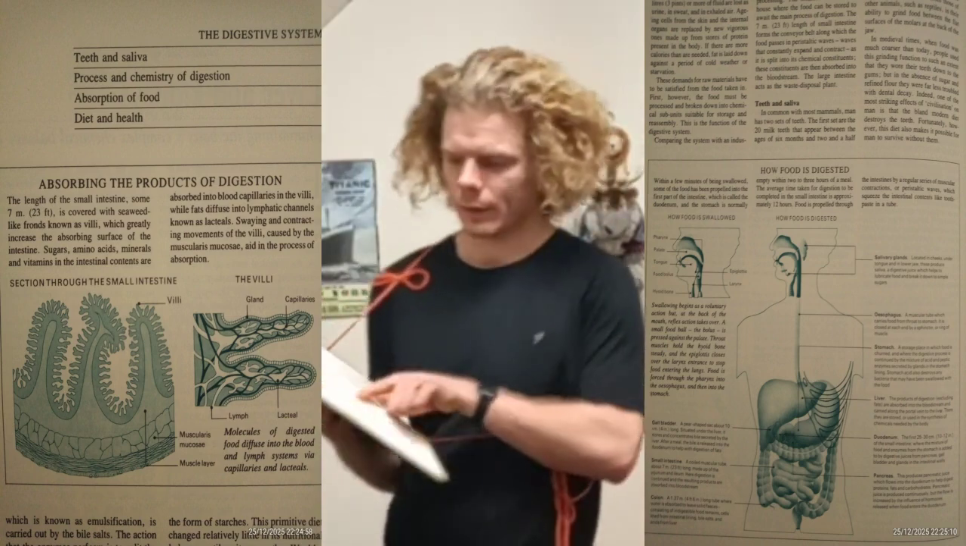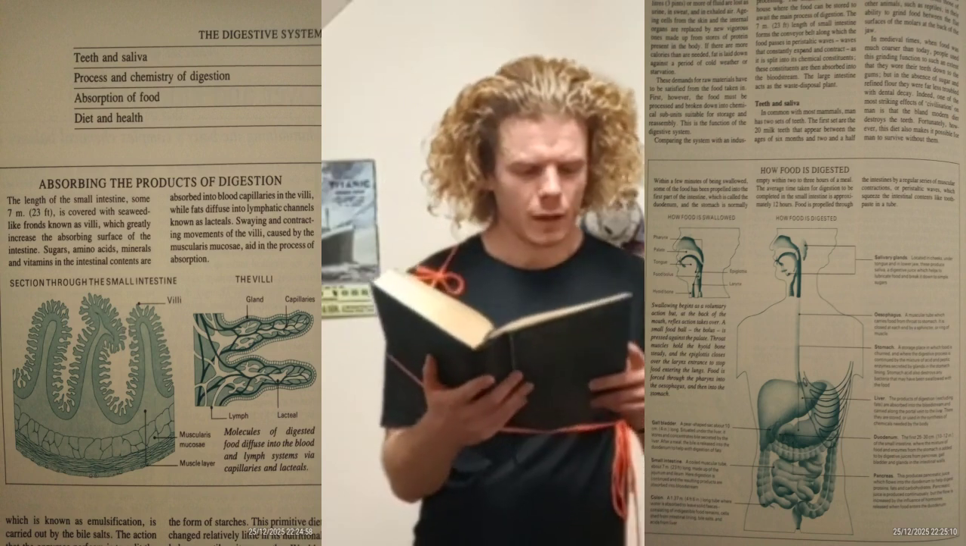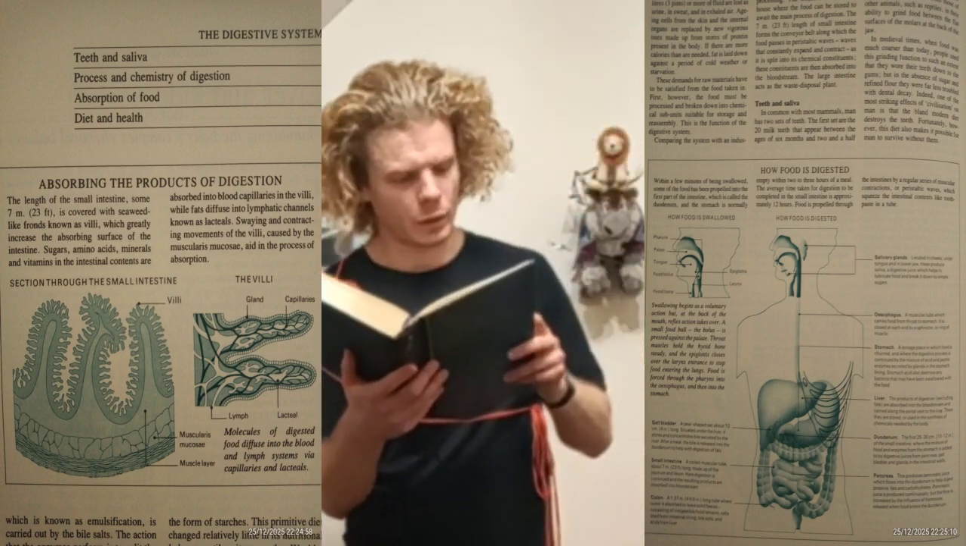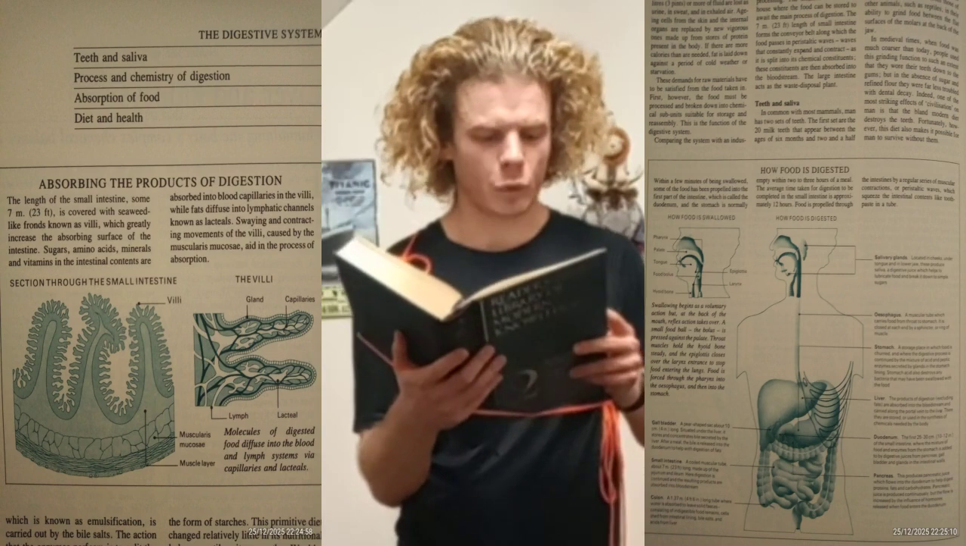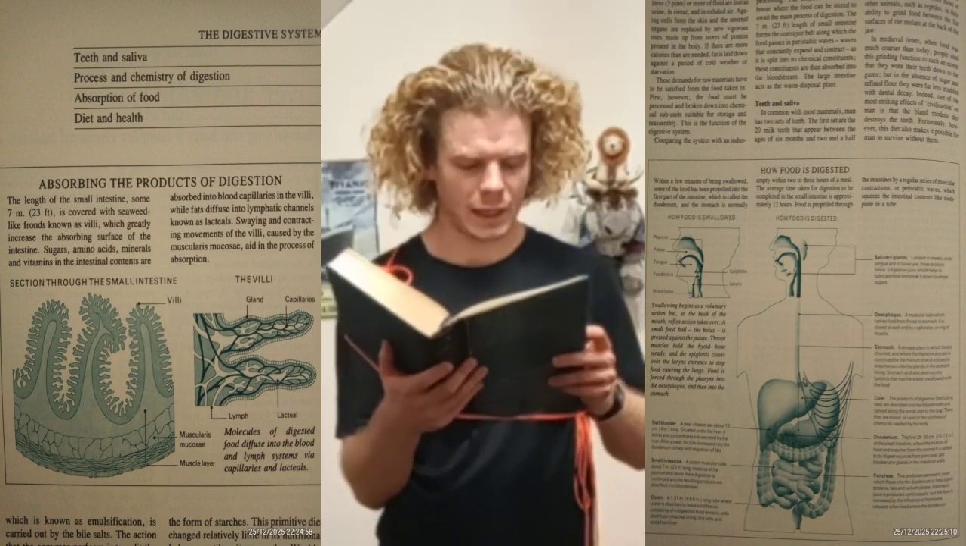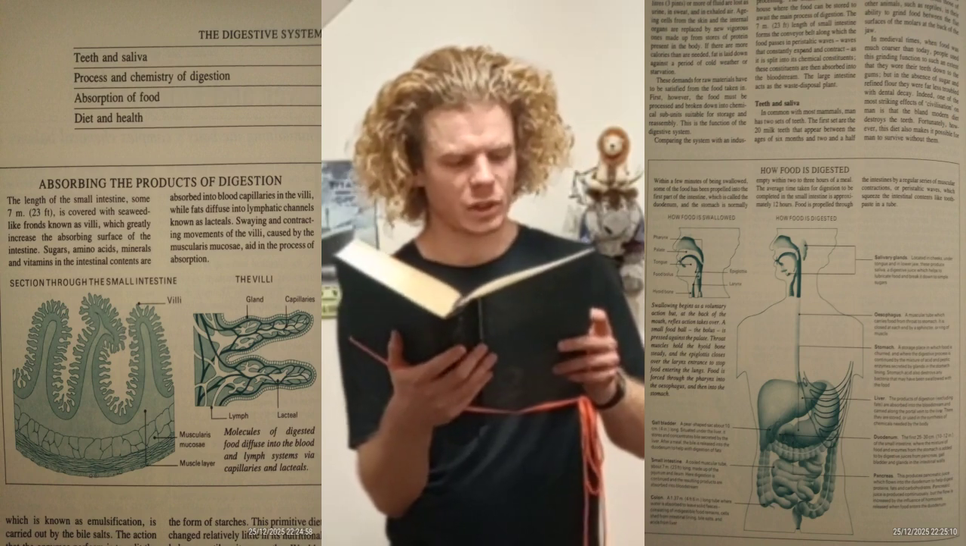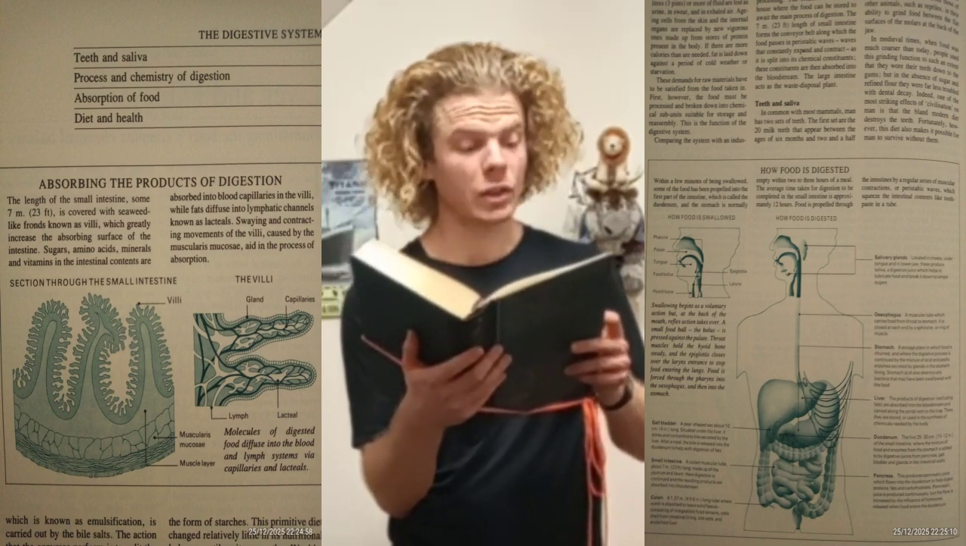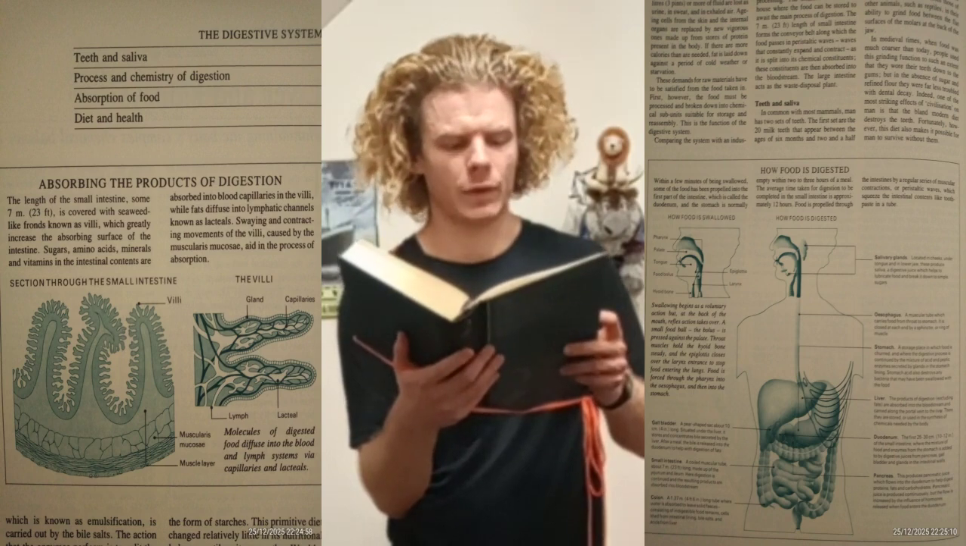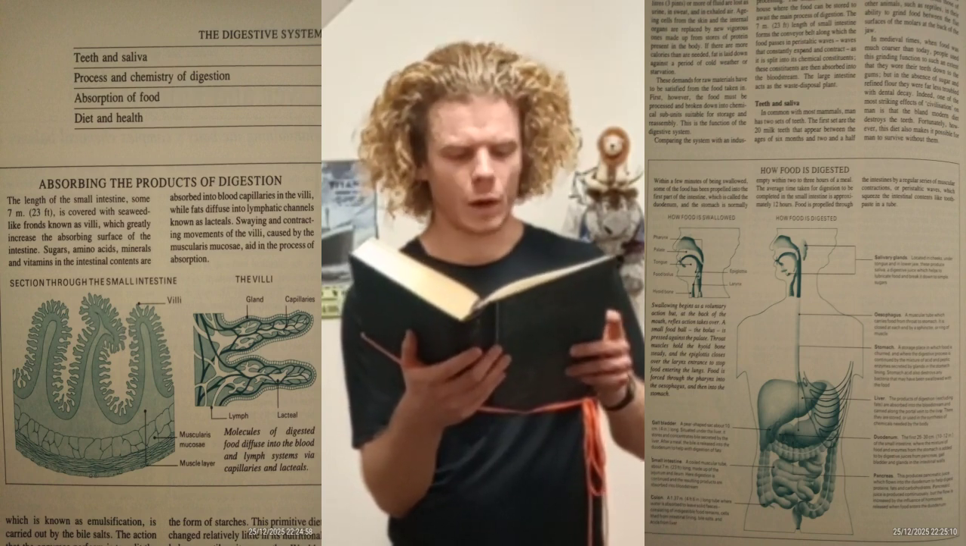How food is digested. Within a few minutes of being swallowed, some of the food has been propelled into the first part of the intestine, which is called the duodenum, and the stomach is normally empty within 2 to 3 hours of a meal.